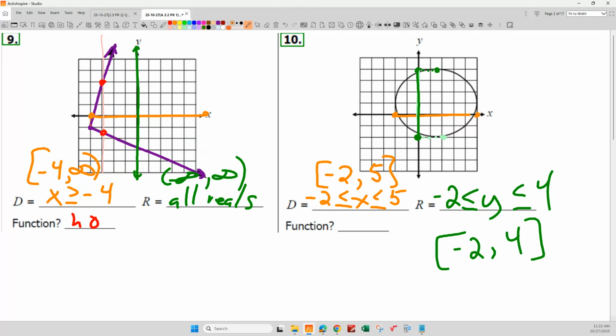Is this thing a function? No, it's not, because it violates what test? The vertical line test, yep. So it is not a function.